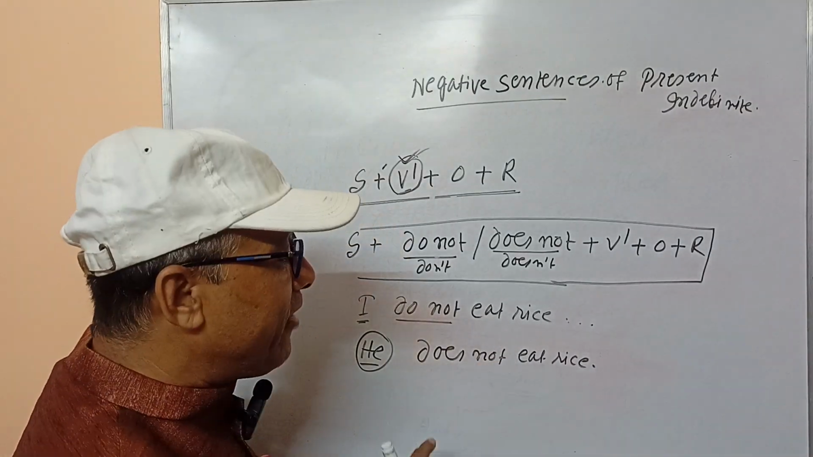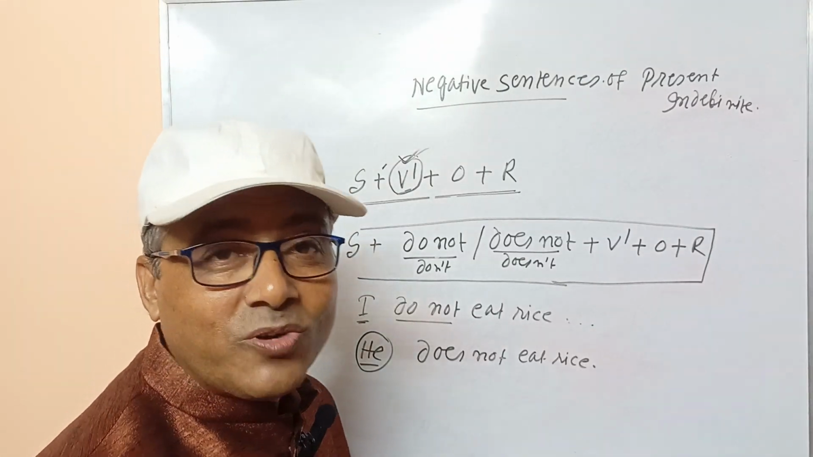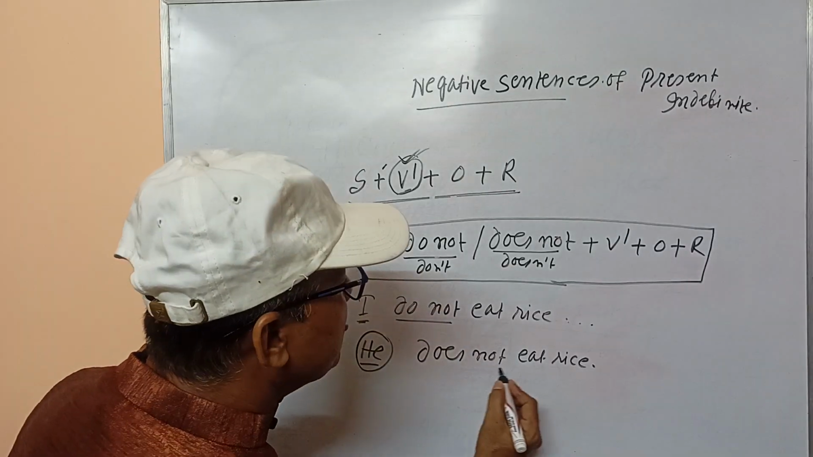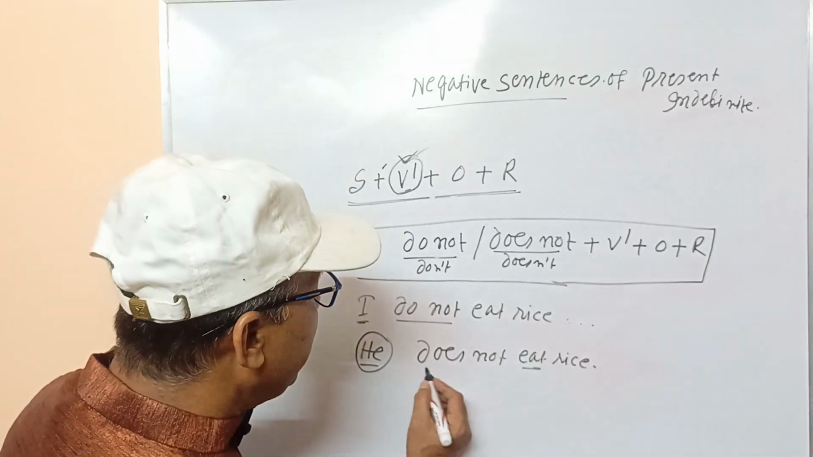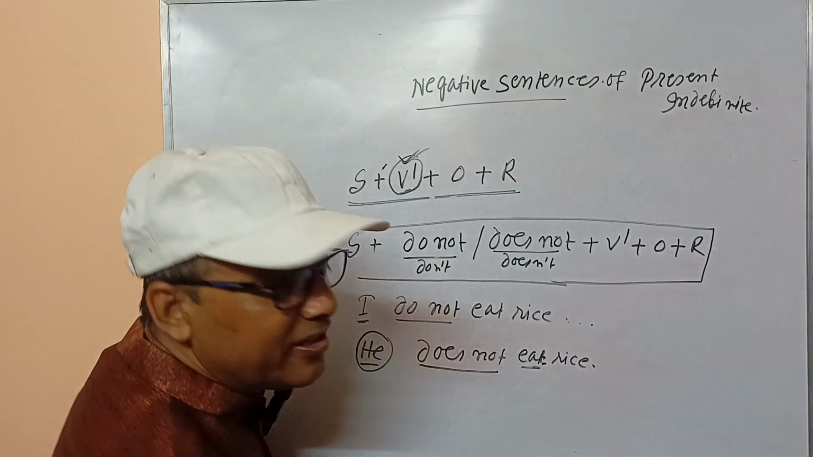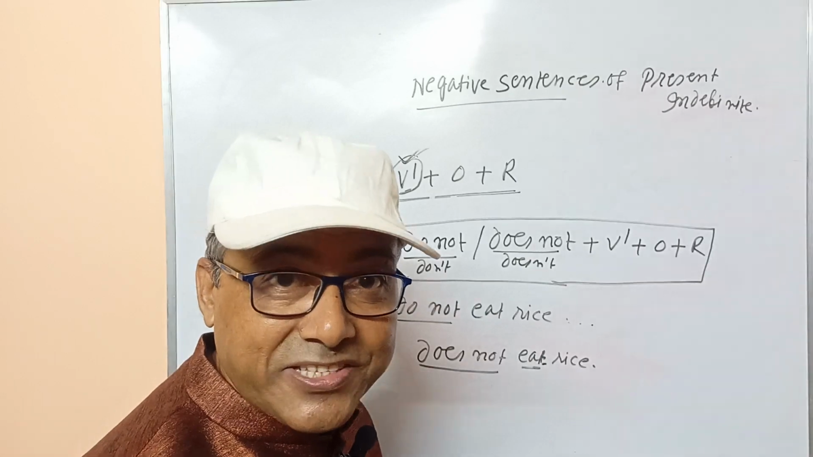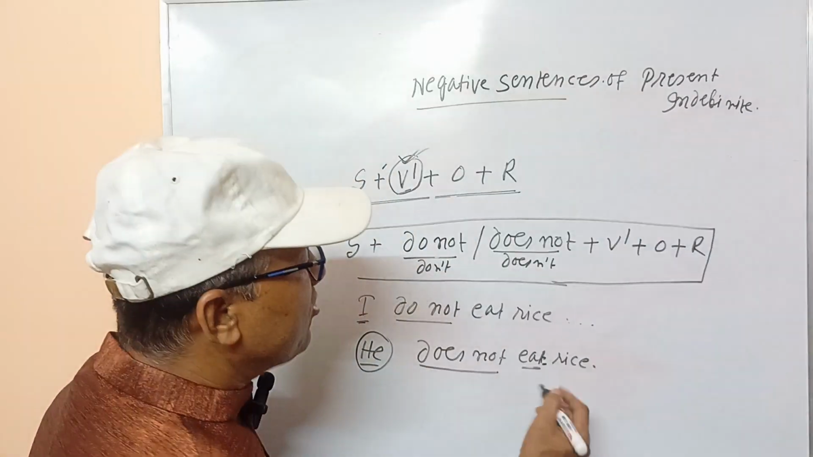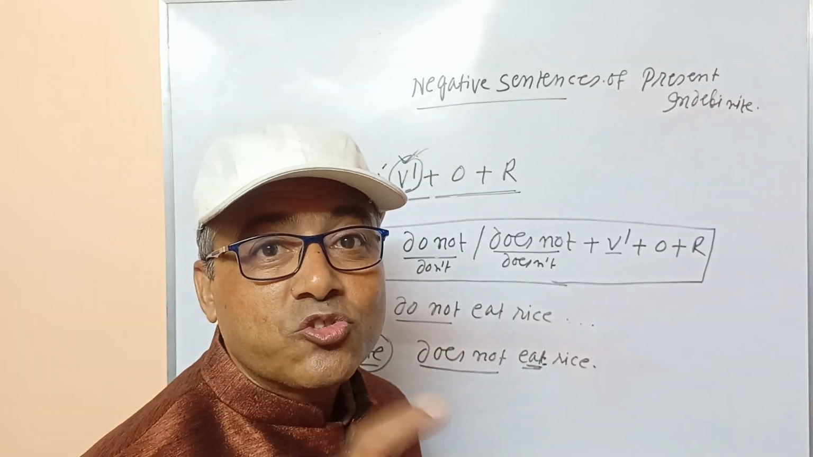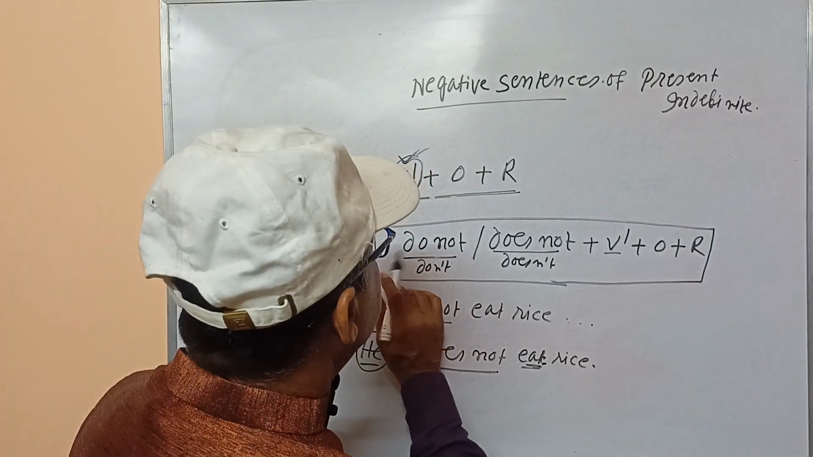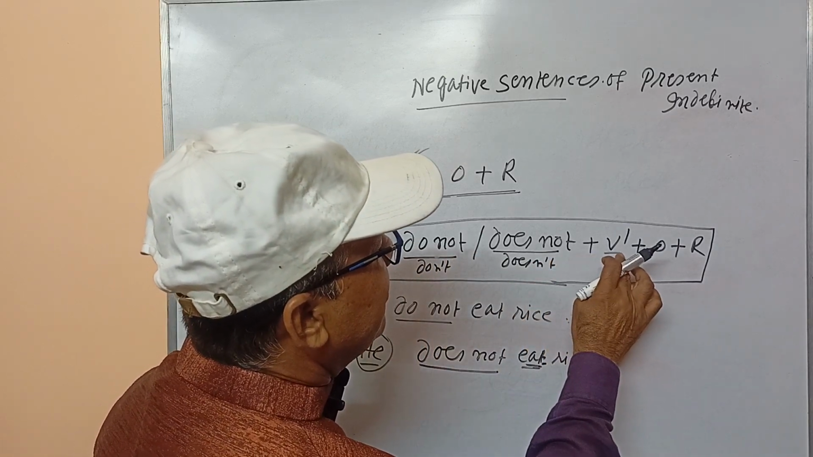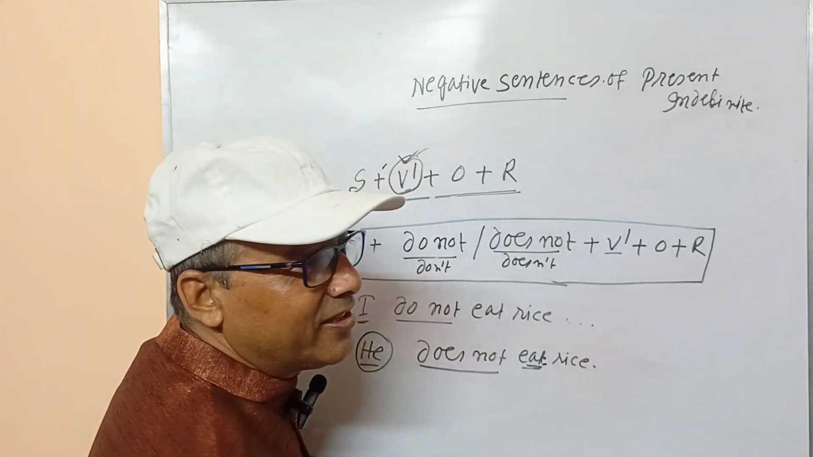But in affirmative, what was the sentence? He eats rice. But here he does not eat, not eats, because already I have taken does not. So you will not take the s here. Affirmative, he eats rice. But in negative, he does not eat rice. Verb 1 only should be taken here. So subject, do not, does not, and then verb 1, then object, and then remaining.